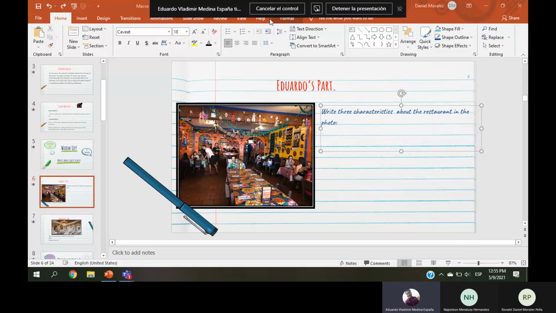Okay, I will do it. Write three characteristics about the restaurant in the photo. Okay, let me think. Let me check the image in order to write. Since there are a lot of people there, I think it's crowded. Crowded.